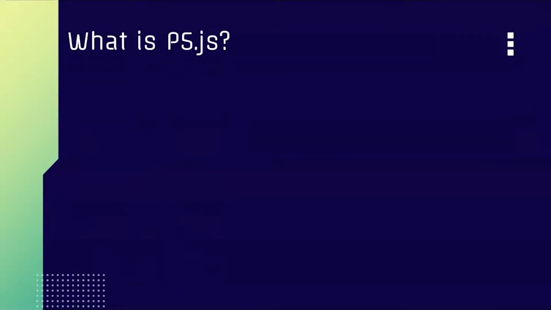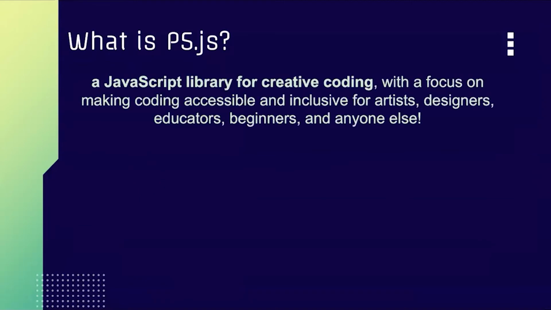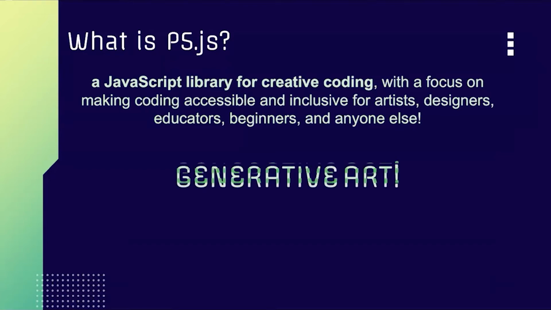P5.js is an abbreviation for JavaScript. It's a JavaScript library for creative coding with a focus on making code accessible and inclusive for artists, designers, educators, beginners, and literally anyone else. The type of art that is created by P5 is called generative art.